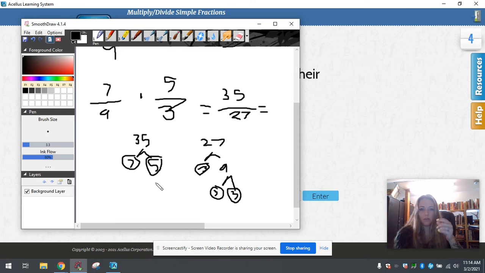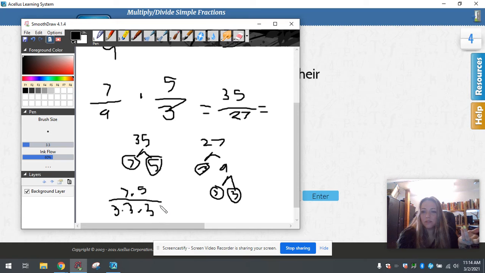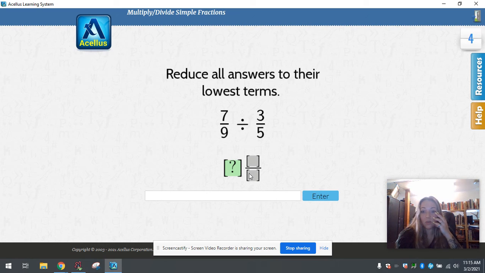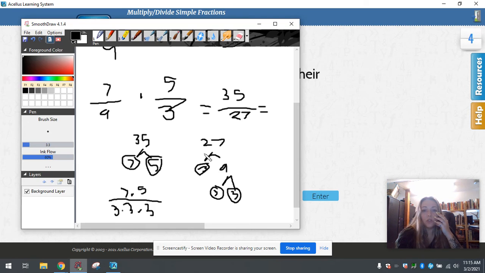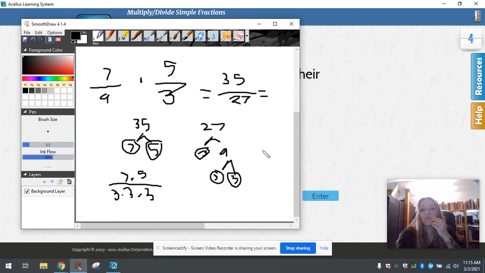Now, there's no common factors in either of the factor trees, so if I try to do my trick, write down the prime factors over the other prime factors for the denominator, there's not going to be anything to cross off, so I can't reduce this. All I can do is turn it into a mixed number, and that's what they want me to do here.